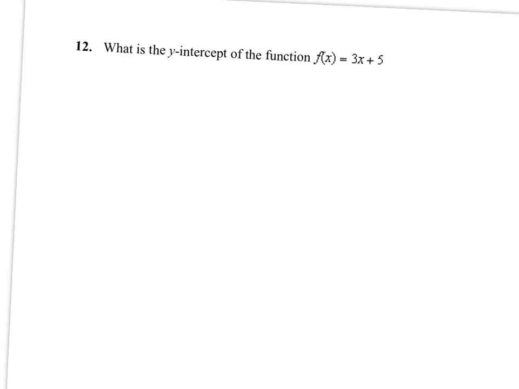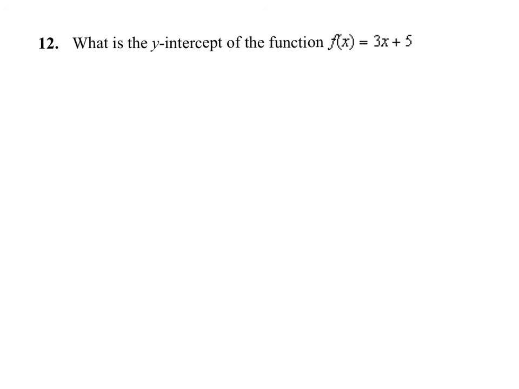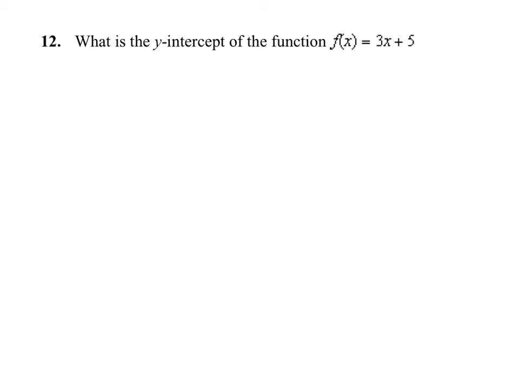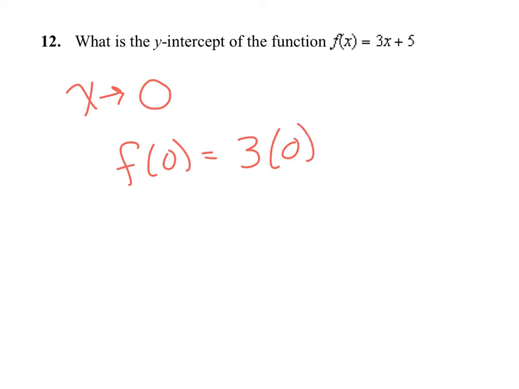What is the y-intercept of the function f of x equals 3x plus 5? Again, with the y-intercept, everywhere you see an x, you're going to plug in a 0. So that would be f of 0 equals 3 times 0 plus 5. This notation just means if I plug in a 0 into the function f, what's the output going to be?